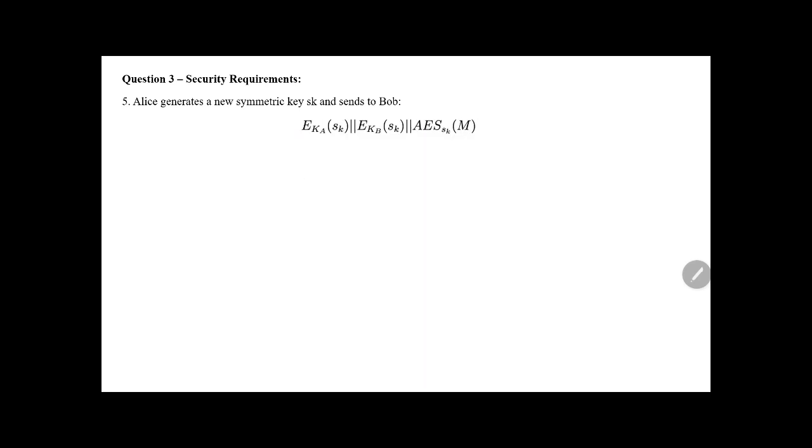Now with the fifth question. Okay. Alice generates a new symmetric key, SK, and sends to Bob the following. She sends the symmetric key encrypted with her public key, along with the symmetric key again encrypted with Bob's public key, and finally the message encrypted with this symmetric key, SK.